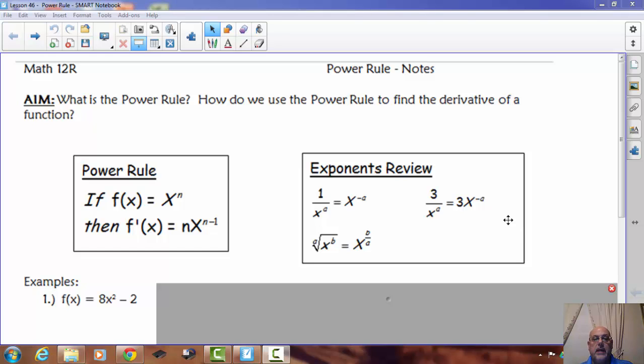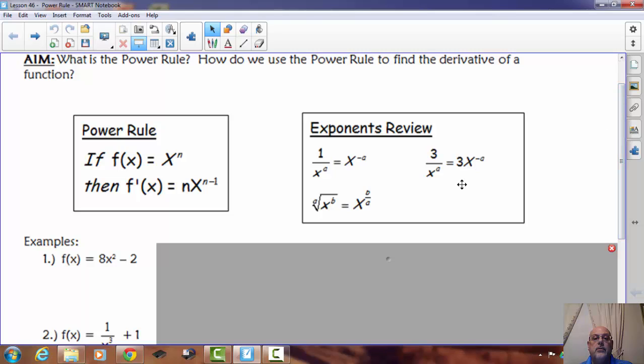Before we actually do that, let's take a look at some exponent review, because your functions must be in this format, not as a fraction or a radical. So 1 over x to the a is x to the negative a. Remember, the negative sign means it's a fraction. 3 over x to the a is 3x to the negative a. And the radical, the number in the notch, the root, is the denominator of the fractional exponent.